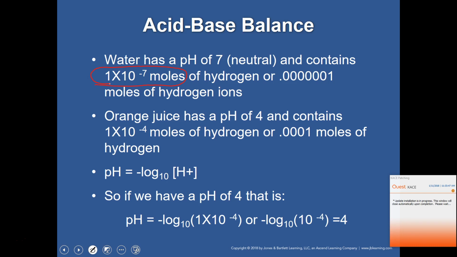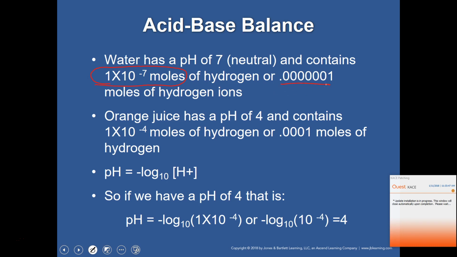It's neutral. Orange juice, on the other hand, has a pH of 4, and it contains 1 times 10 to the negative 4 moles of hydrogen, or 0.0001. Now, what I want you to look at is how many zeros are in front of the 1.